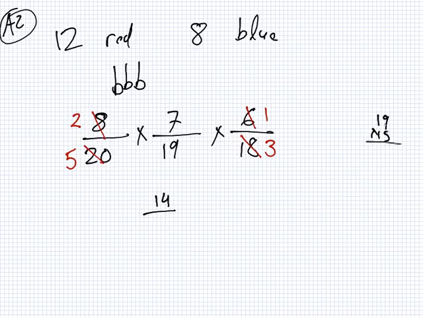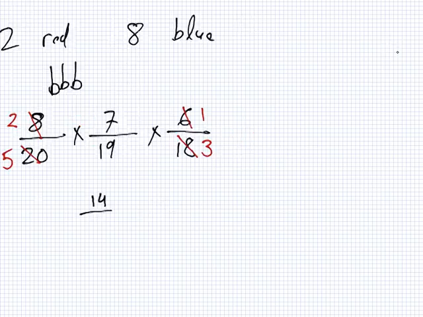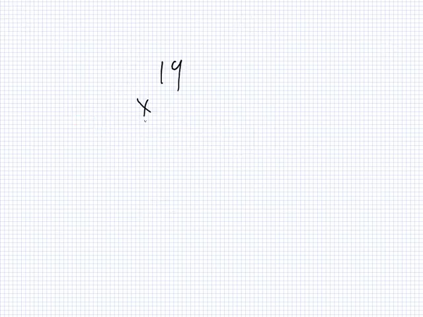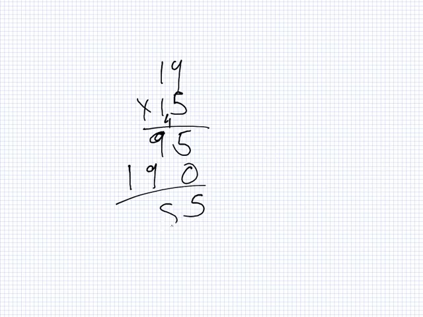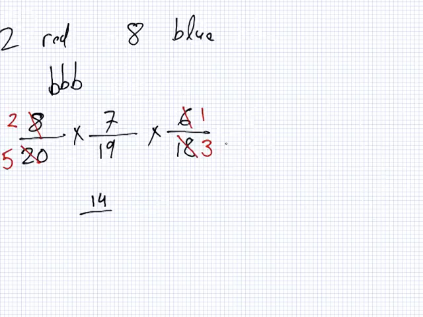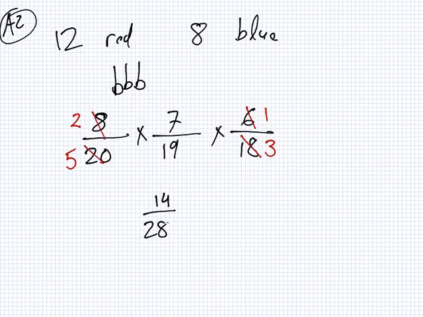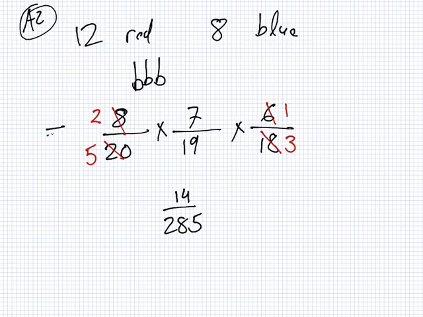Let me just do 19 times 15 on the side here. 5 times 9 is 45. 5 times 1 is 5, and 1 and 4 is 9. Oh, goodness. 285. Yeah, I got 14 over 285. That's the final simplified answer. Probability of blue, blue, blue.